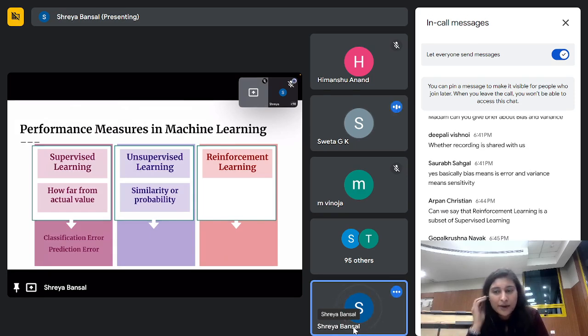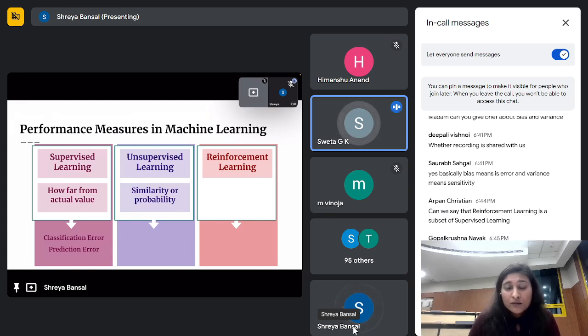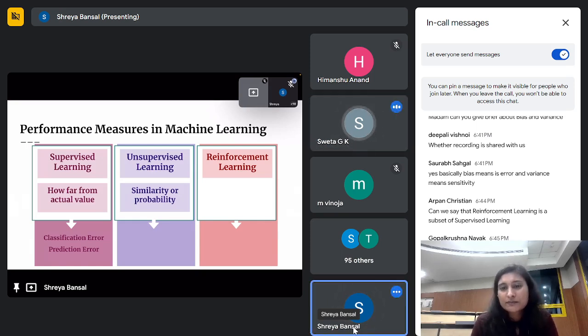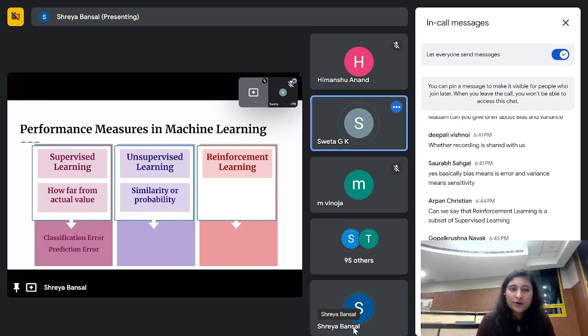Am I clear, Shweta? So can we say that for classification error, the given data will be absolute, whereas in prediction error the predicted value will differ, ma'am? Yes, classification error is for classification tasks and prediction error is for regression tasks. Yes, ma'am. Thank you.